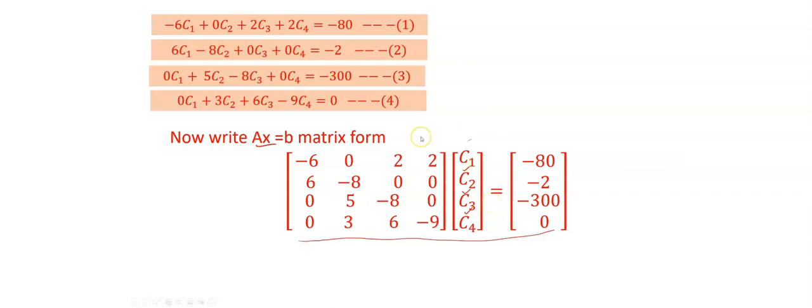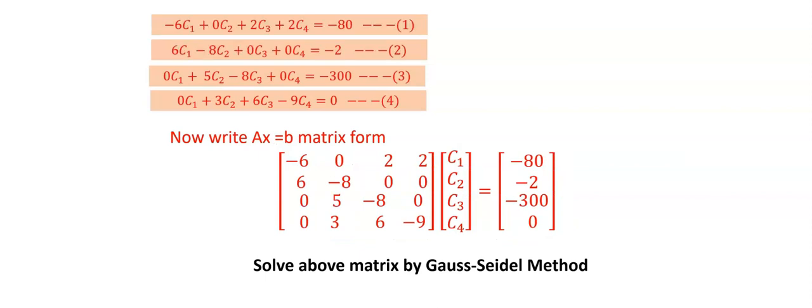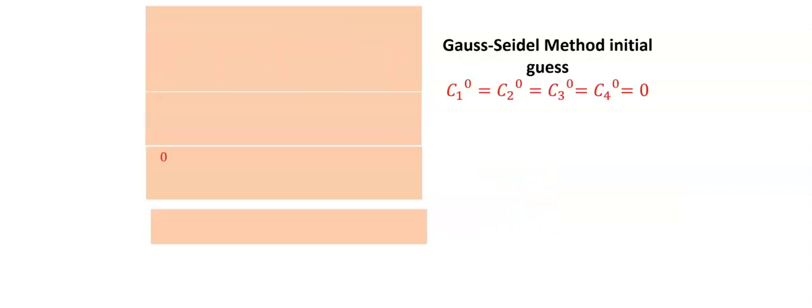Now in your question we have to solve by the Gauss-Seidel method. So these are the equations and this is the matrix form. So solve our matrix by the Gauss-Seidel method. Now how do we solve by the Gauss-Seidel method?